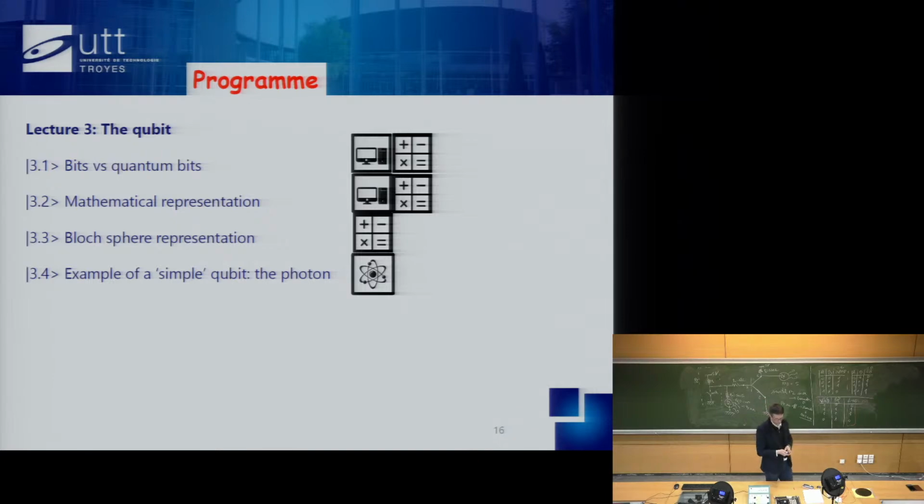So now you can see, the first thing I will do is try to show you what is the fundamental difference between bits and quantum bits. We already talked about it in the first lecture, but here I will insist on that, and it's more to the point. We will have to go into the mathematical representation of quantum bits, and that's where things will start to get a bit nastier.